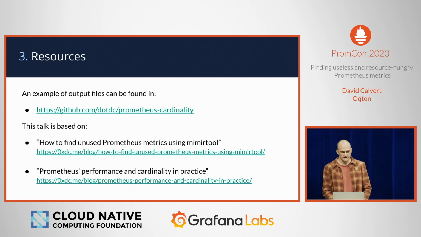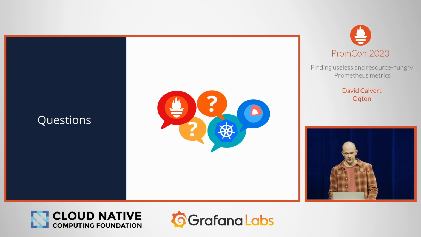So that's mostly it. If you want to have a look at the output files of this talk, you can have a look at my GitHub, Prometheus Cardinality. You will have the output files, and this talk is also based on two of my articles that I've written this year. The talk is basically a combination of the ideas shared in those two. If you have any questions, I'll be happy to answer them.